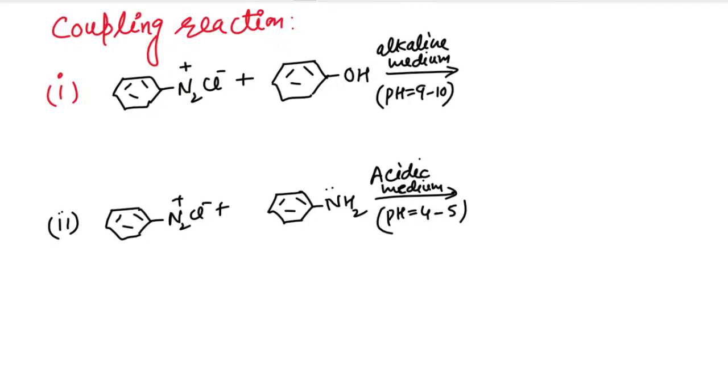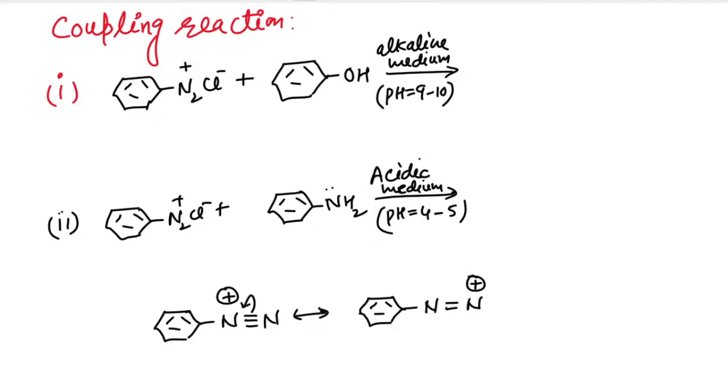So first of all, see, this is the diazonium salt. The lone pair and pi bond move towards the positively charged nitrogen, so this is the electrophile. And you know OH is activating and ortho-para directing, and this electrophile is bulkier, so obviously it attacks at the para position.